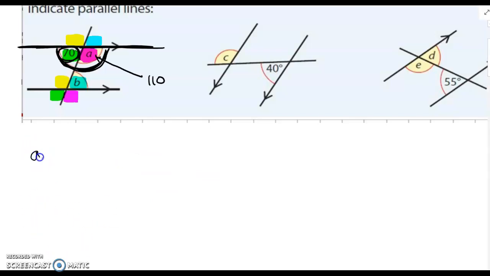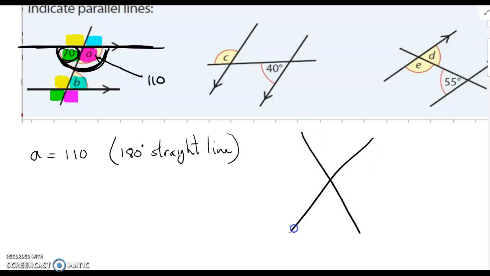Now how did I find that? Because I just used the 180 degree straight line rule. It's a straight line, so I know it must be 110. There's also another rule where if you have two lines like that, the angle here is the same as the angle opposite it. Okay? And then the angle here would be the same as the angle opposite that. So if that's 70, well then this is 70.